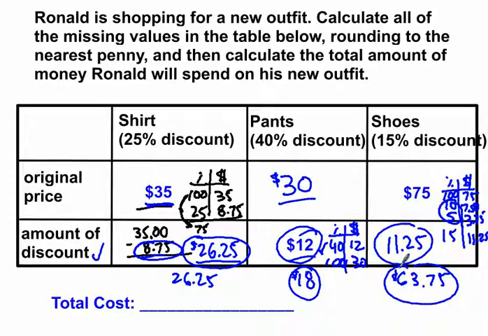$63.75. So to find the total cost, let's add all those up. $26.25 plus $18 plus $63.75, and that gives us $108. Ronald's outfit will cost a total of $108.